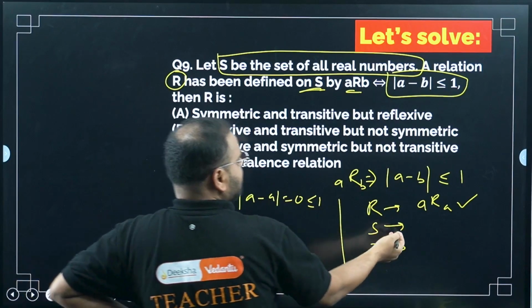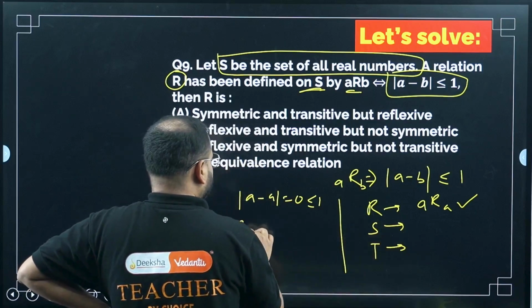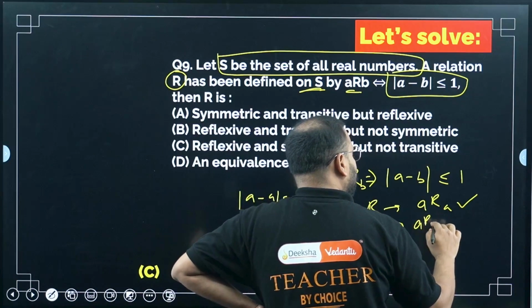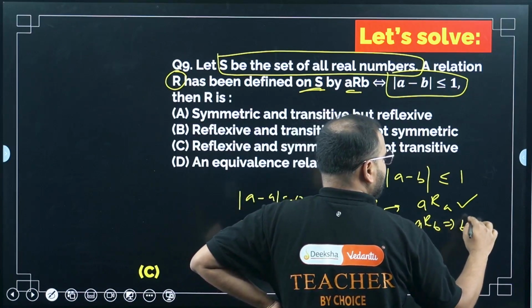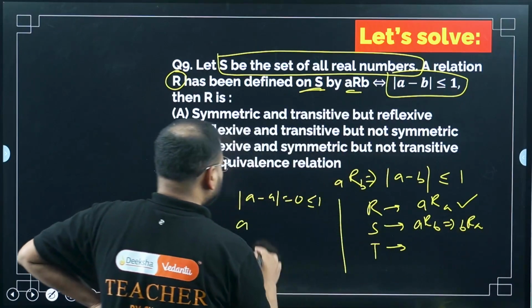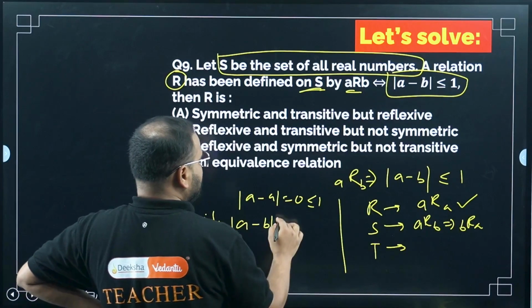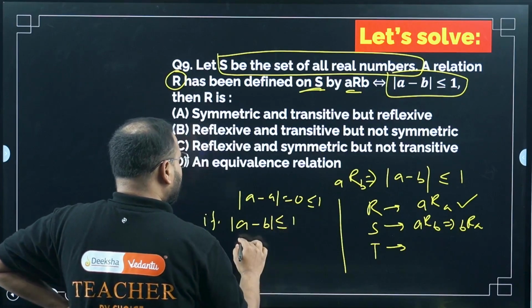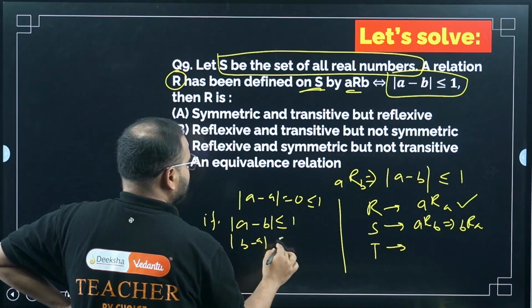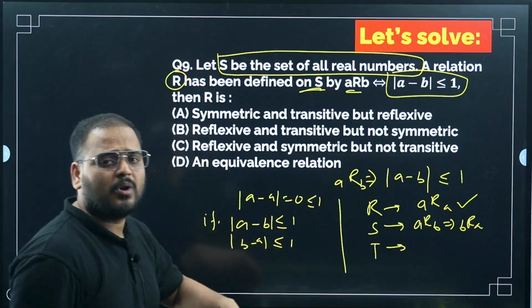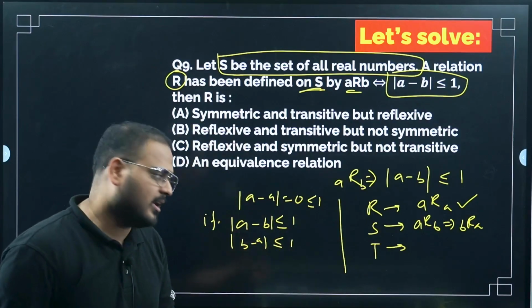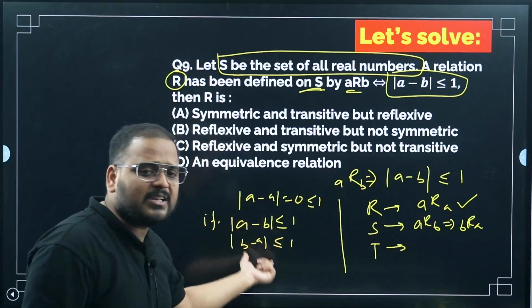Correct. Let's talk about symmetric. If A R B is true, then B R A has to be true. Obviously, if A minus B is less than 1, then B minus A will also be less than 1. Take an example: 1 minus 2 is less than 1, then 2 minus 1 is also less than 1.